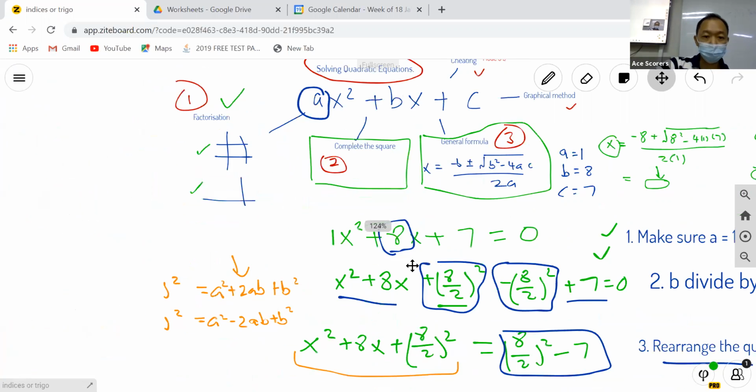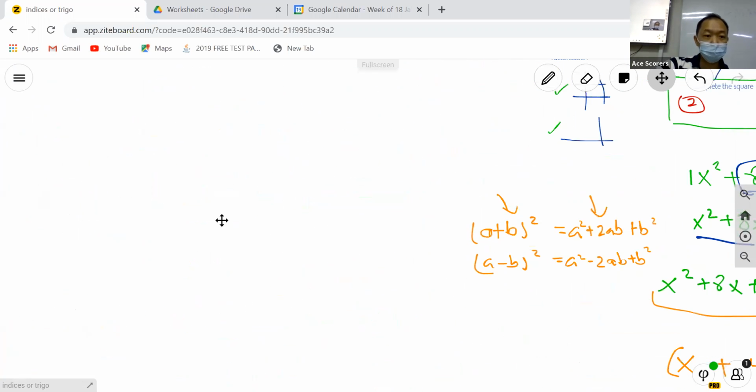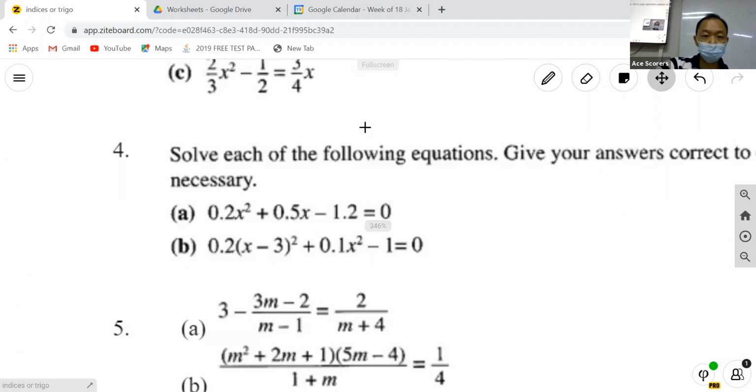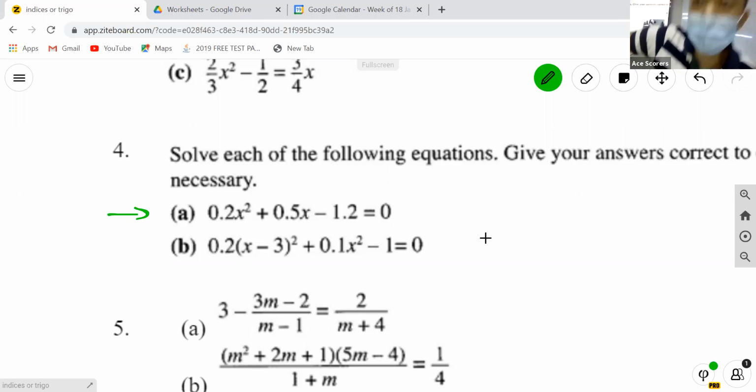So the question is right here. Can you try? Fill in the A, B, C. Yeah, so that is one way, okay? That means you skip the tedious process of trying to find out everything.